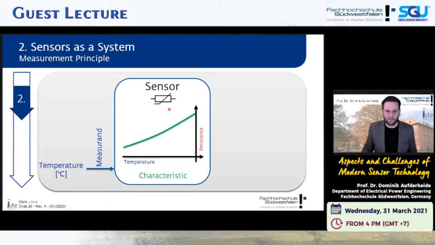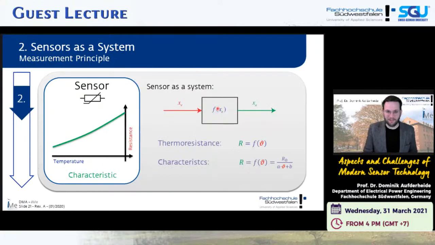And of course, what is very important is that our sensor principle, which we are selecting, just depends on one physical entity. Here, we are defining a model where we know, okay, for a certain temperature, we always get the same resistance reading, the sensor value. And of course, this must be given, which means that when we define the sensor as a system, we have a certain measurement and a certain sensor value.